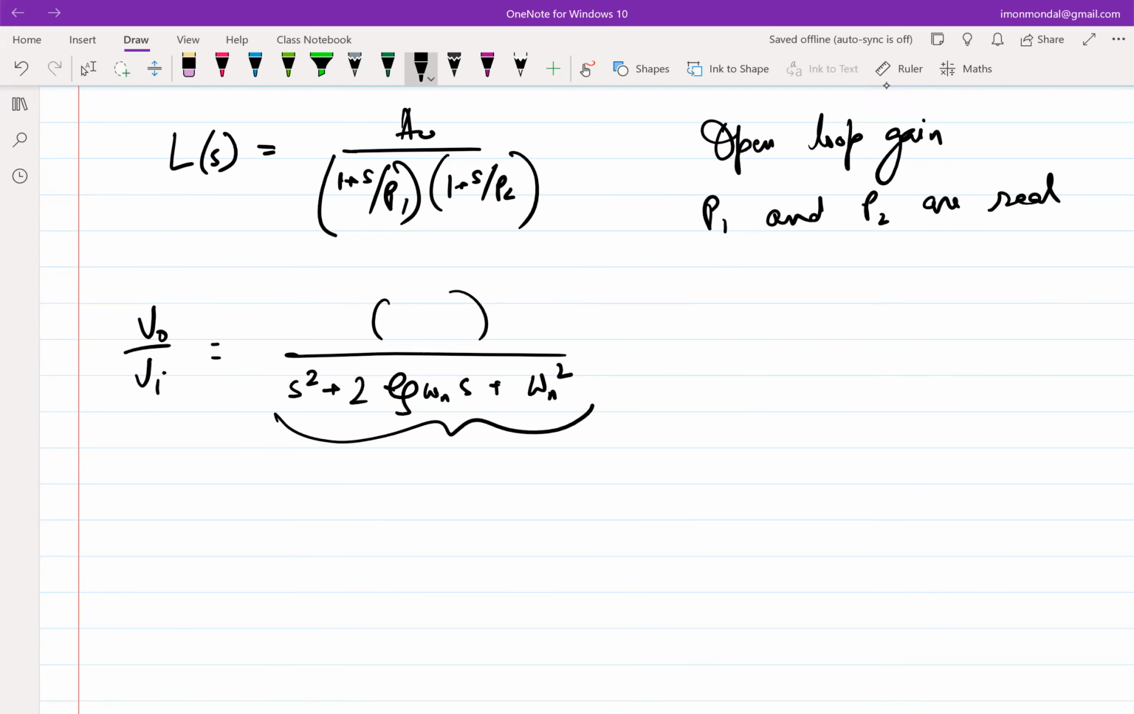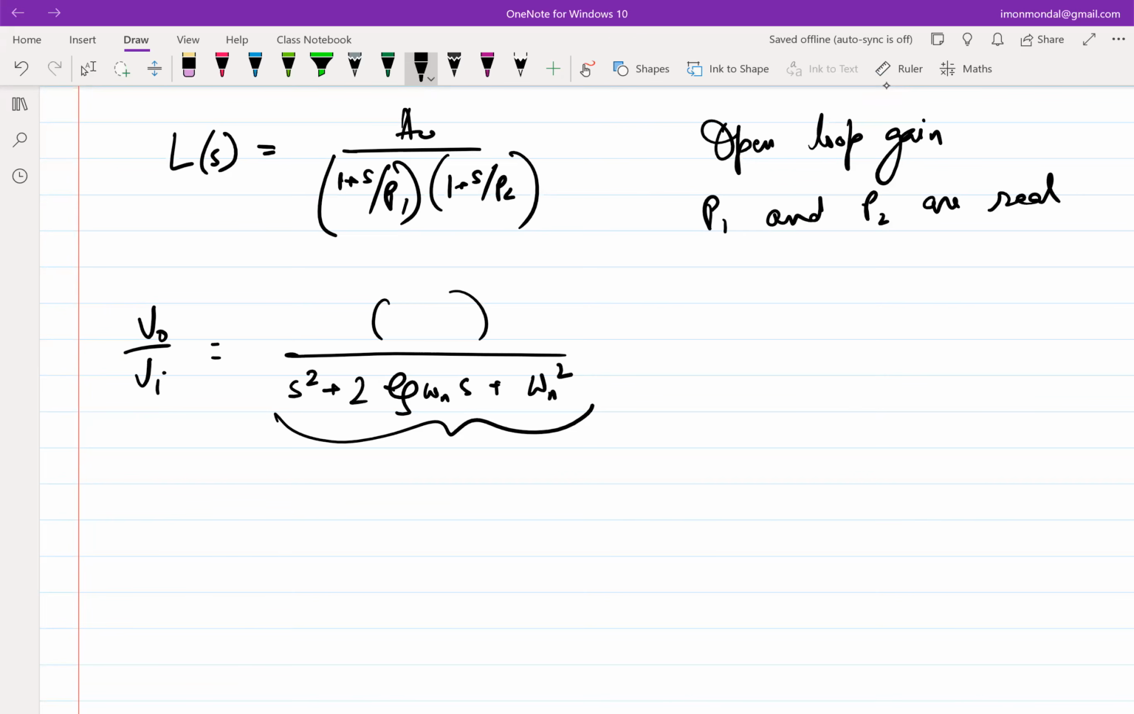And we saw that if zeta is equal to 0, then it's like an oscillator. It's an underdamped system. It keeps on oscillating. If zeta is equal to 1, it's critically damped. It doesn't overshoot. If it's between 0 and 1, it overshoots, undershoots, rings, and settles eventually.